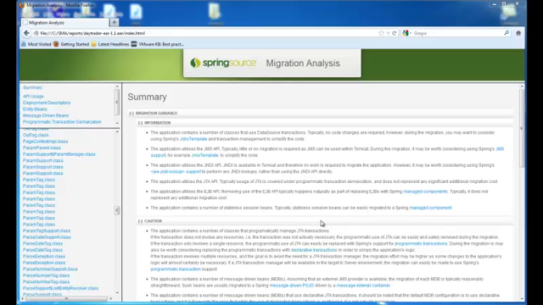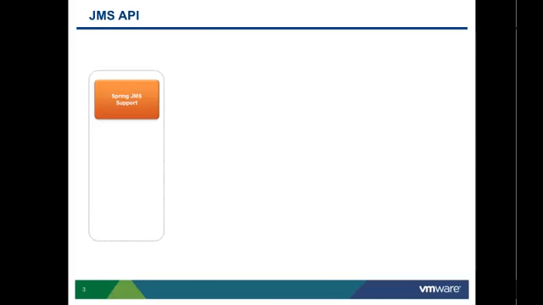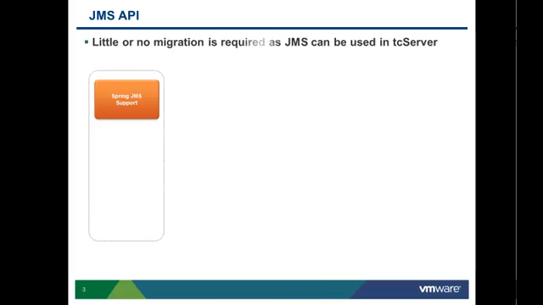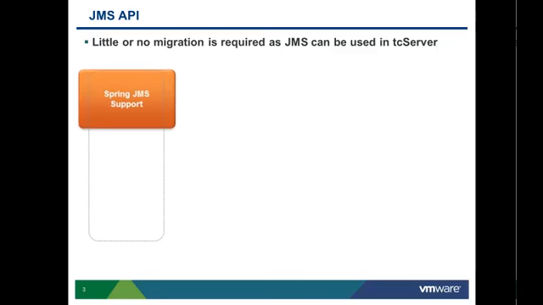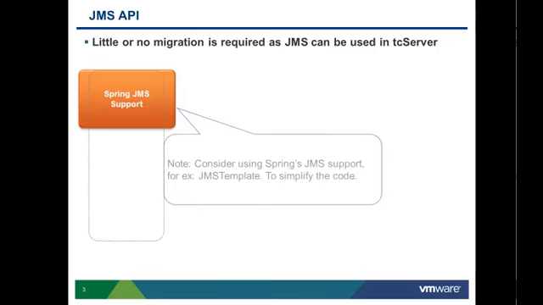The application utilizes the JMS API. Here, there are little or no migration changes required because JMS can also be used within TC Server. However, during migration, it may be worth considering using Spring JMS support. For instance, you can change the messaging code to use JMS template.